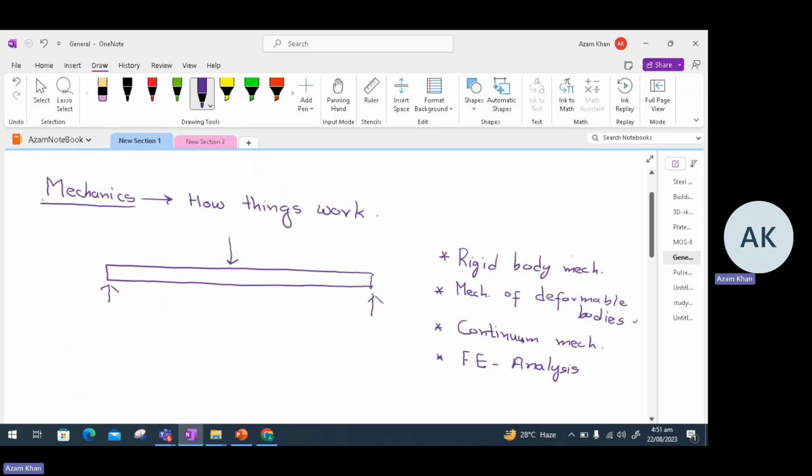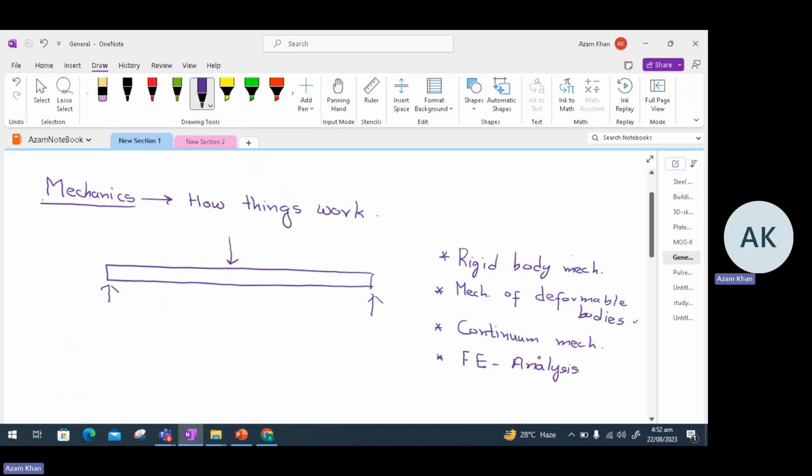In continuum mechanics, what we do is we develop closed form solutions for different problems. And then those closed form solutions are approximated and we come up with FE analysis. So the approximation of the equations which we derive, either in continuum mechanics or in mechanics of deformable bodies, is called FE analysis.